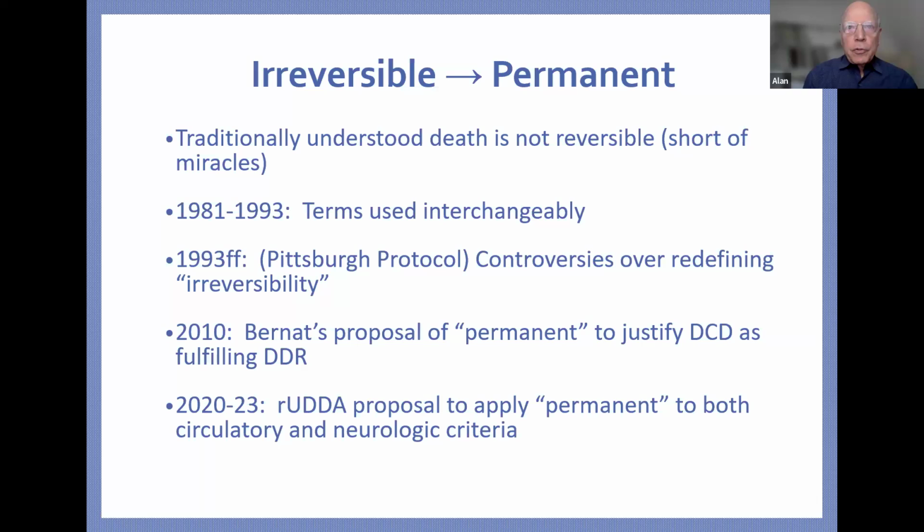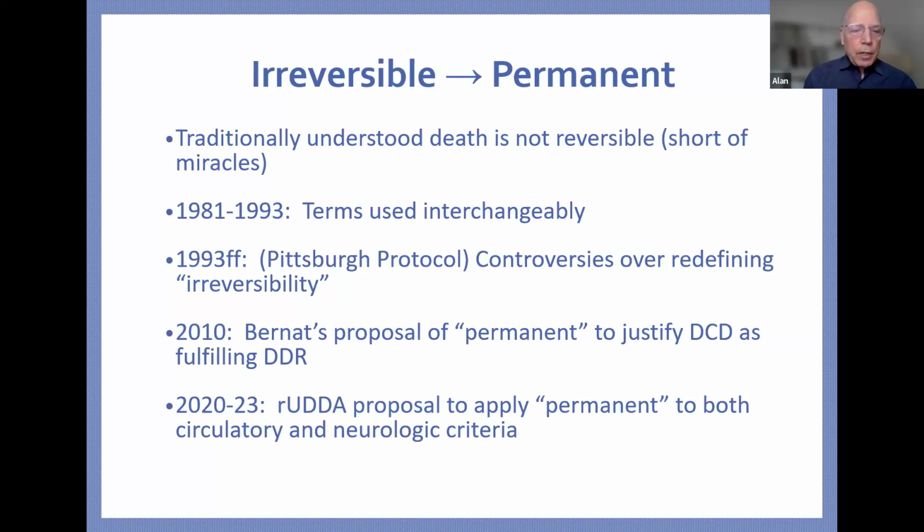Because obviously, if you wait for 5 minutes after the heart stops, the patient is still potentially resuscitatable. So the heart has not stopped irreversibly. But if you then go ahead and extract organs, the heart has certainly stopped permanently. So for the sake of this form of donation, the term permanent was preferred over irreversibility in the context of the circulatory criterion for death.